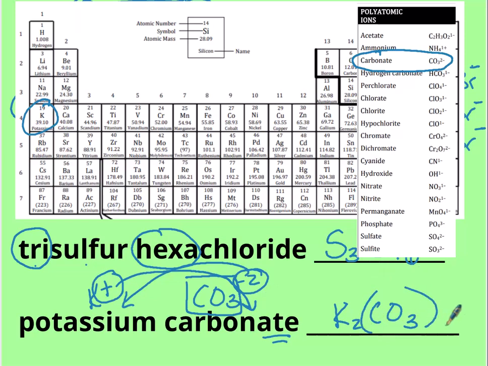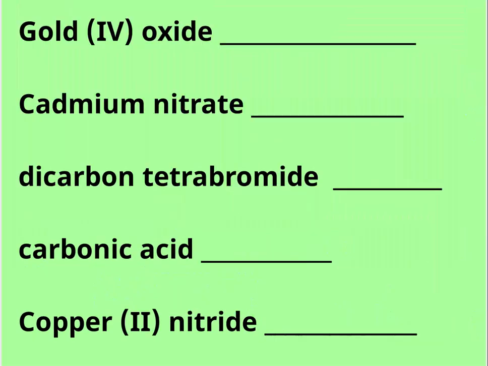You could put in parentheses and put a 1, but when you're typing that into Formative, then it will be counted incorrect, even though technically it is the same thing. So again, we have 2 positive Ks to cancel out that -2 on carbonate. Notice +2, -2. Go ahead and pause the video and try these 5 on your own. Restart when you're finished to check your work.